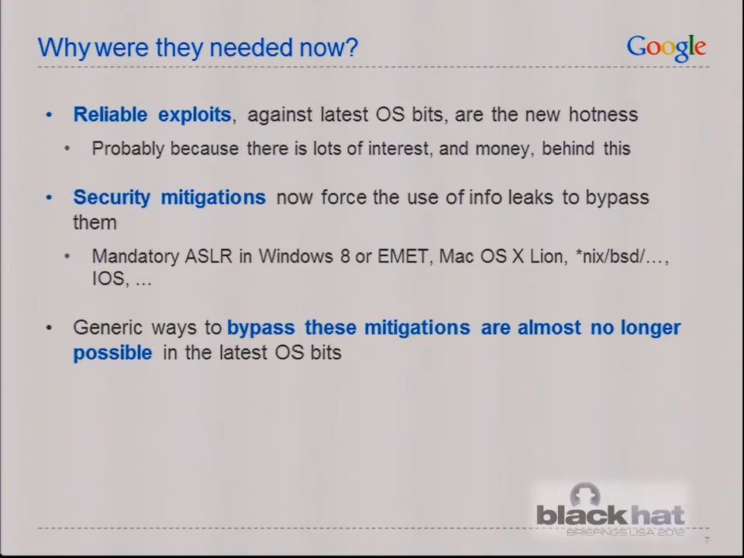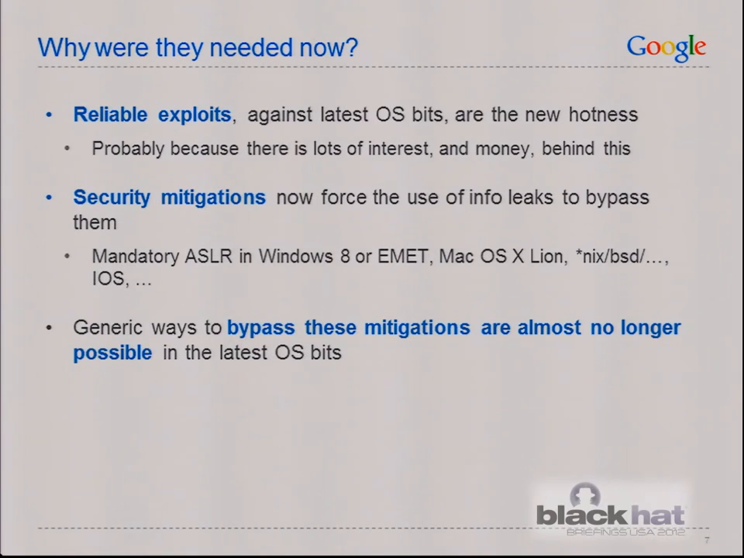Why are they needed now? Because some people need reliable exploits. Those people, you guys, are clever people. There are new security mitigations, such as, for example, in Windows 8, mandatory ASLR. You can use EMET for enforced mandatory ASLR. On Mac OS, Lion and Mountain Lion and all these new weird animals, there's also mandatory ASLR. Unix adopted it a long time ago. Again, infoleaks nowadays are more focused on bypassing ASLR, but my opinion is that they are more for reliable code execution.